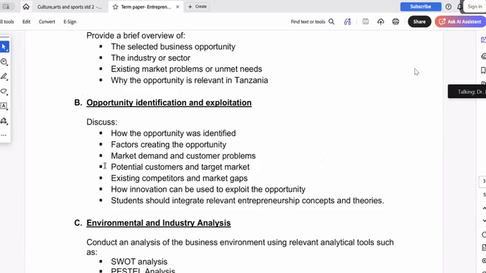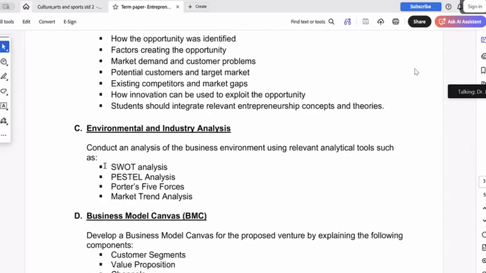The third part will be about environmental and industrial analysis. Most of you who have taken some courses on marketing as well as on strategic management are familiar with these tools that I'm reading here now. That means you need to conduct analysis on the business environment using relevant analytical tools such as SWOT analysis, PEST analysis, Porter's 5 forces, and the market trend analysis. Even if you're not aware, there are some textbooks or references you can refer to on what we mean by these environmental analysis tools.